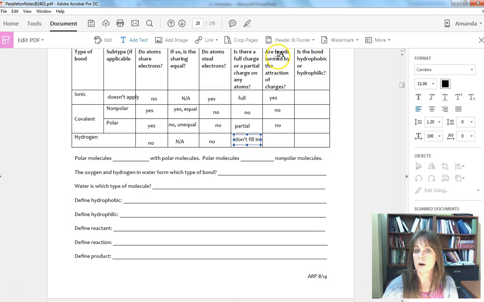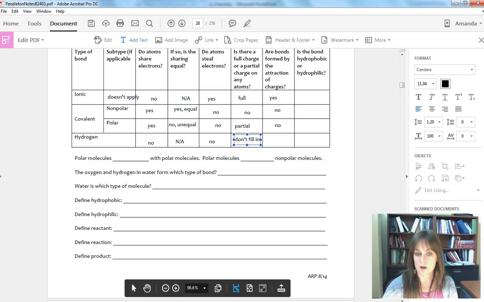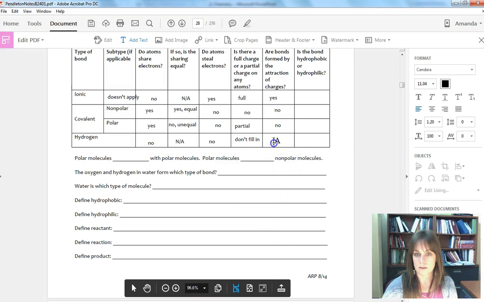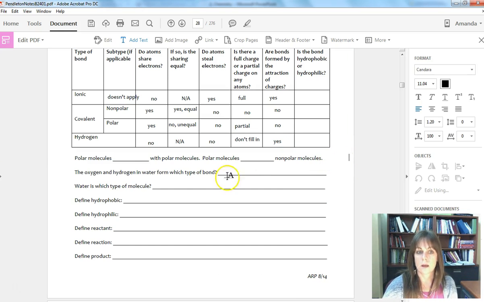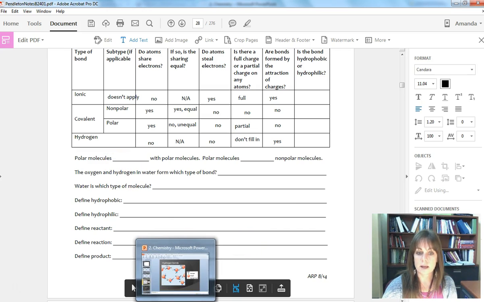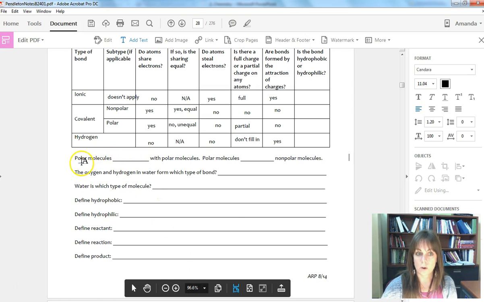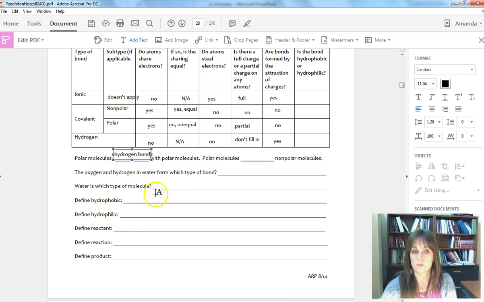Then it asks here, are the bonds formed by the attraction of charges? Well, you bet. This partial positive is attracted to the partial negative, and so, yes. Let's talk for a minute. What this is saying is that this is a polar molecule, this is a polar molecule, and they're attracted to hydrogen bond with one another. So polar molecules hydrogen bond with polar molecules.